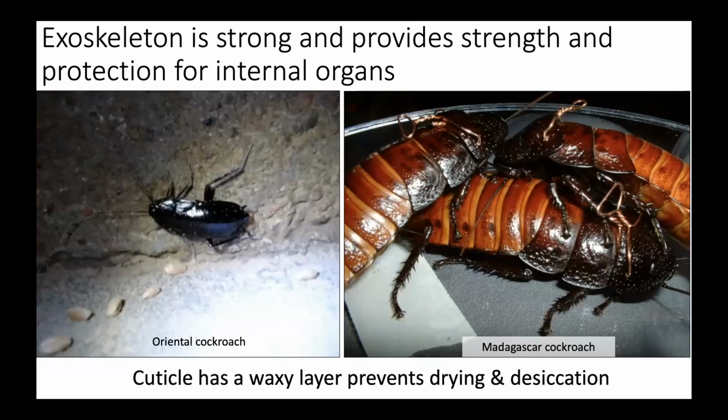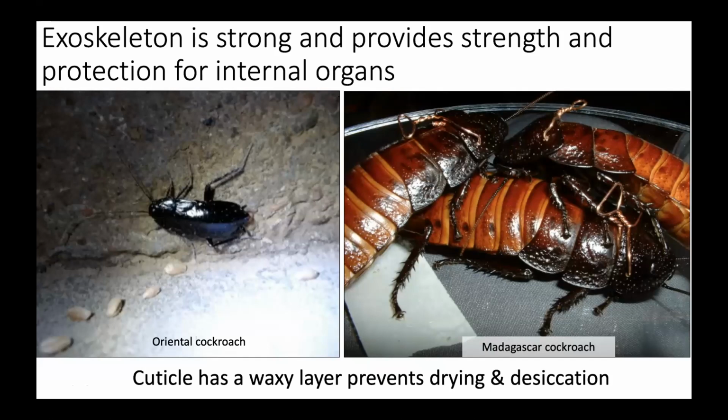So that exoskeleton of these insects, they're very strong and they provide a lot of strength and protection for these insects. Unlike us, who've got a skeleton and our muscles are attached to it, their muscles are attached to their exoskeleton. And that exoskeleton has a waxy layer and it prevents dehydration.